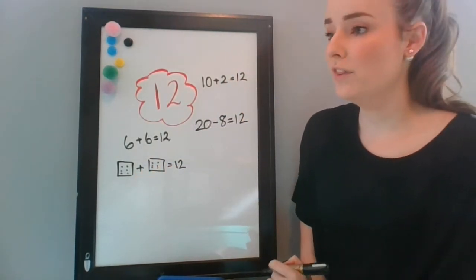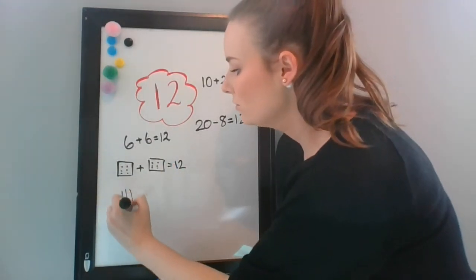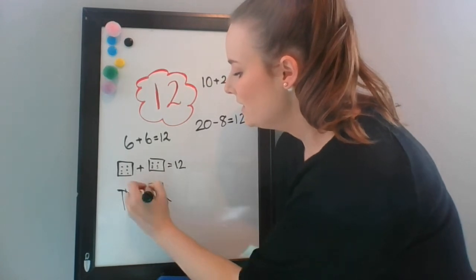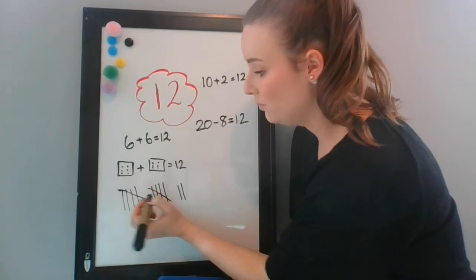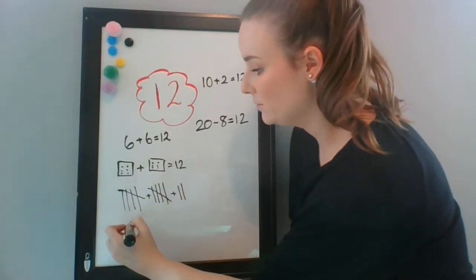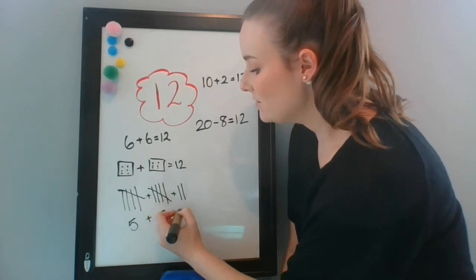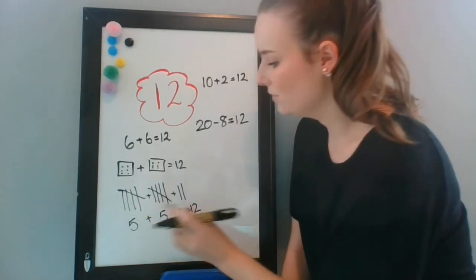You could draw them in tally marks. So I'd have 1, 2, 3, 4, 5, 6, 7, 8, 9, 10, 11, 12. And I could just pop my little plus sums in there. So really, I'm doing 5 plus 5 plus 2 equals 12. I might just get rid of that so you're not surprised.